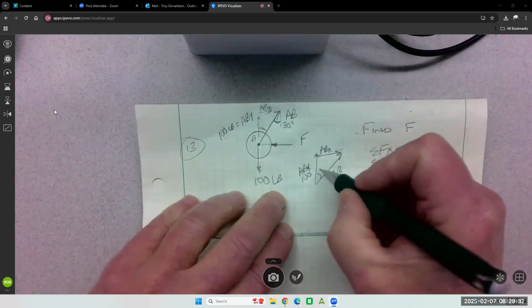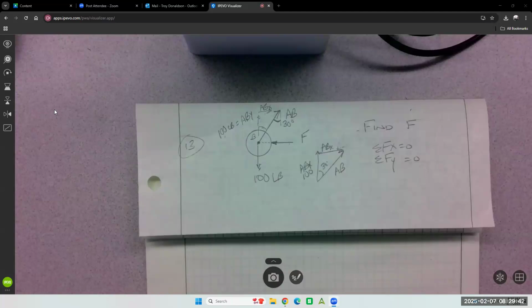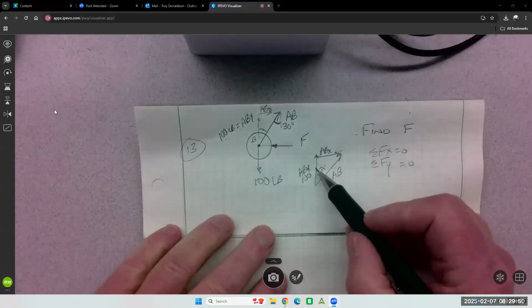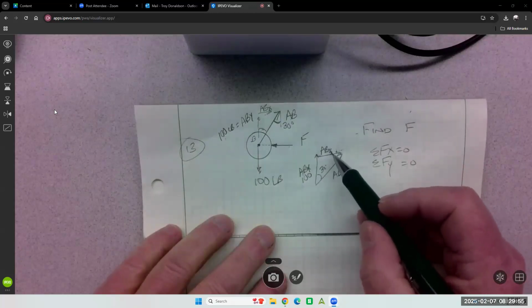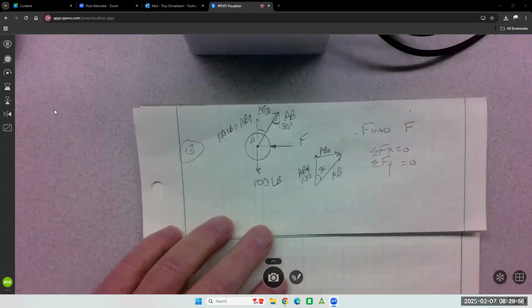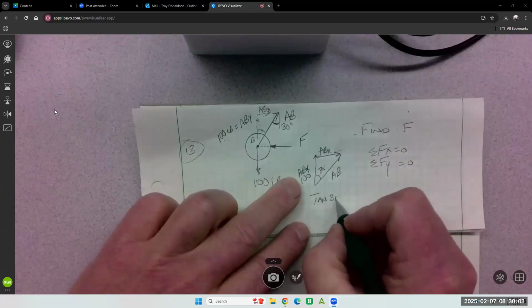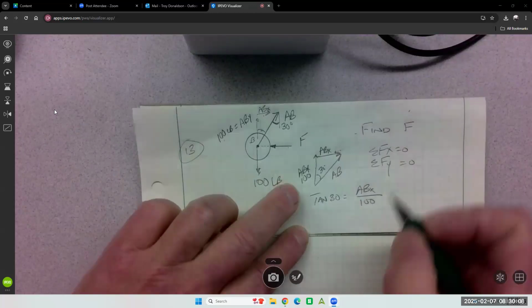And I know it's 30 degrees here. How can I find AB? Yeah, so you can use tangent. Tangent would use opposite. We want to use adjacent, don't we? Adjacent to the 30? Opposite over... oh, you're looking for this then, ABX. Yeah, you can do that. You've got to solve the whole triangle anyway. So yeah, we could go tangent 30 equals ABX over 100.